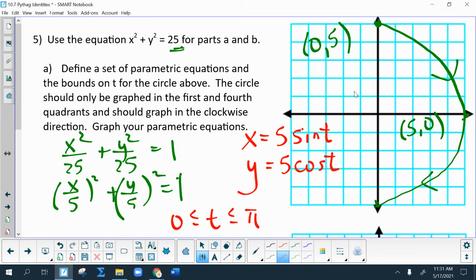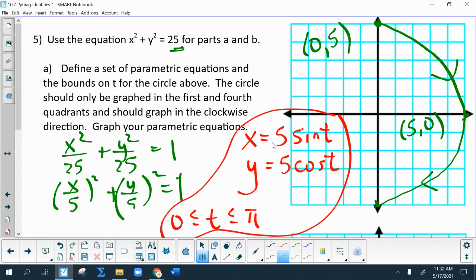Now we just want to check, are we going in the clockwise direction? Am I going over to 5, 0 next? So put pi over 2 in for t. When you put pi over 2 in, sine is 1, and 5 times 1 is 5. Put pi over 2 in for t in the y equation, and I get 0 for y. So this set of equations, where I do sine for the x and cosine for the y on bounds of 0 to pi, will give you a graph starting up at the top, going in the clockwise direction. If I wanted it to go around this direction instead, in the second and third quadrants, then I would have made my y be negative.